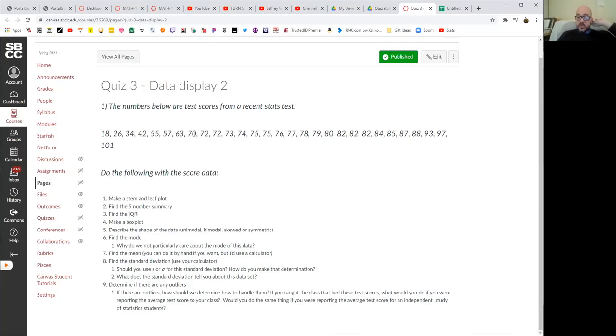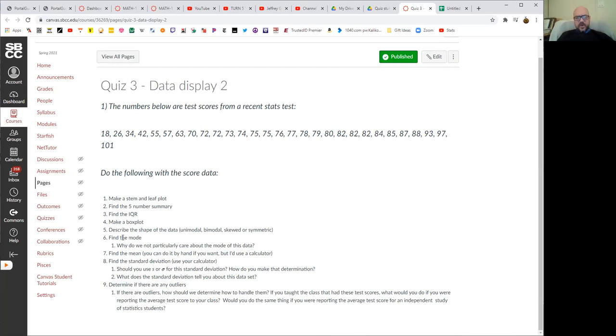These are ostensibly test scores. I believe I made these up. I don't think these are real, but we'll pretend they're real. So we're going to do all of this stuff with them. Make a stem and leaf plot, find the 5-number summary, IQR, and box plot. Those all go together, of course.